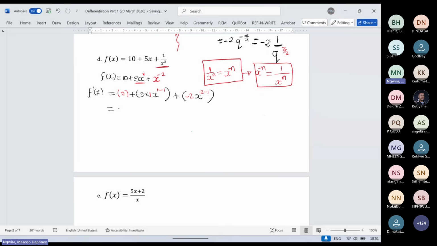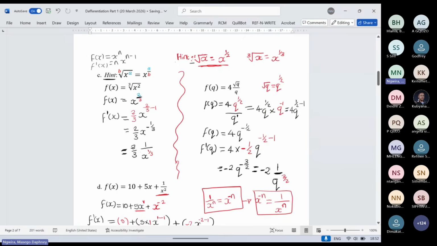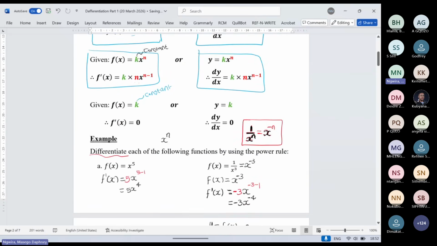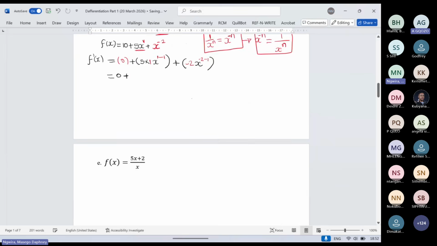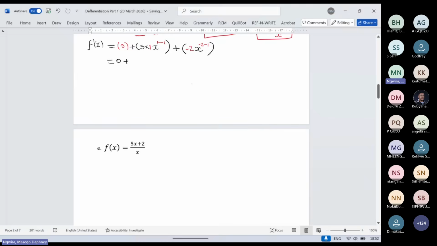0, 0. I really have to write the 0, okay? And then plus. Sorry, ma'am. Yes. So what happened to the 10? How is it 0? The rule says that the derivative of a constant is 0. Oh, okay. Yes, the derivative of a constant is 0. Don't worry, it's fine. You get used to it.